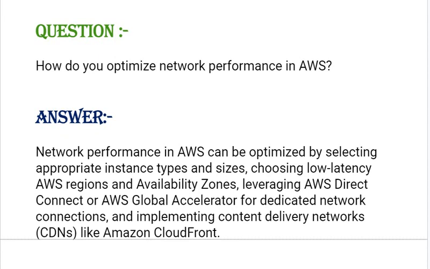Our next interview question is, how do you optimize network performance in AWS? Your answer should be network performance in AWS can be optimized by selecting appropriate instance types and sizes, choosing low latency AWS regions and availability zones, leveraging AWS Direct Connect or AWS Global Accelerator for dedicated network connections, and implementing content delivery networks CDNs like Amazon CloudFront.